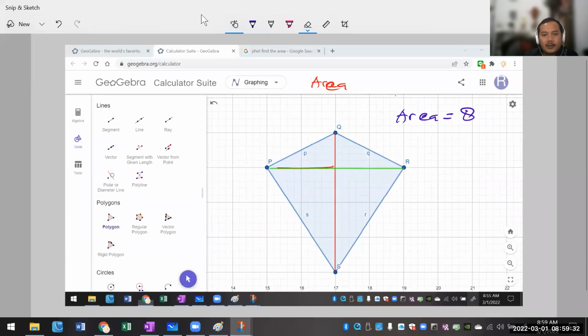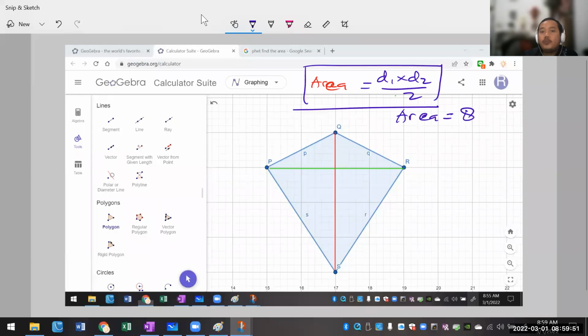There you go. Okay, so let's say PR and QS are the diagonals, D1 and D2. So the area will be D1 times D2 divided by 2. So this is actually the formula that you get. So let's prove that it is actually correct.